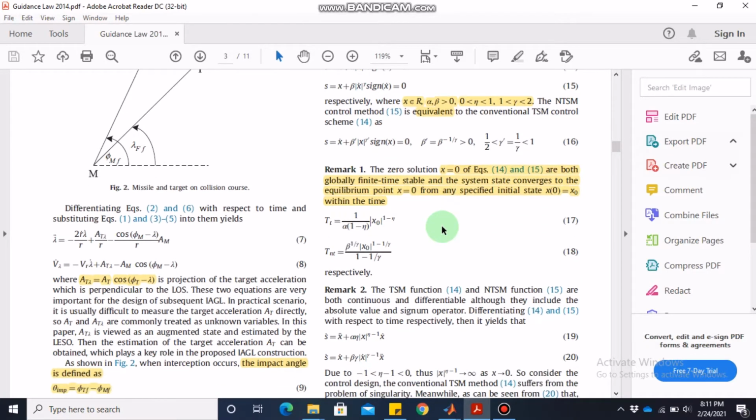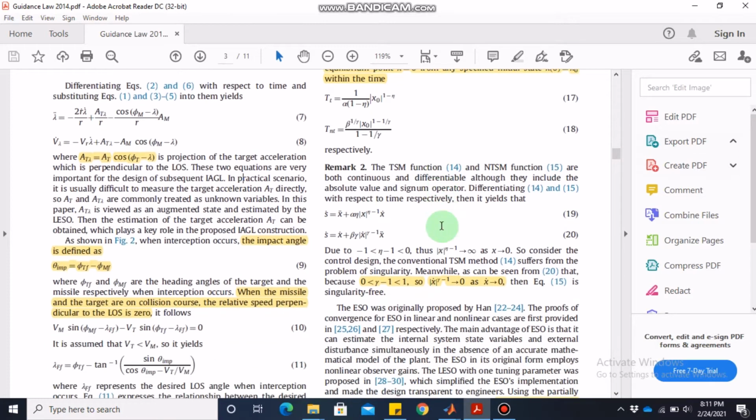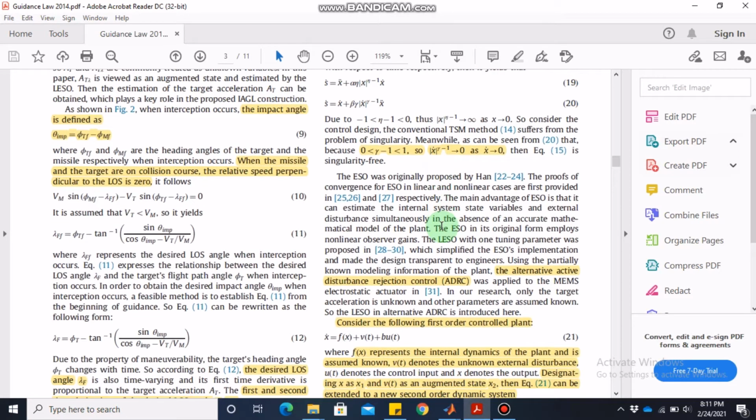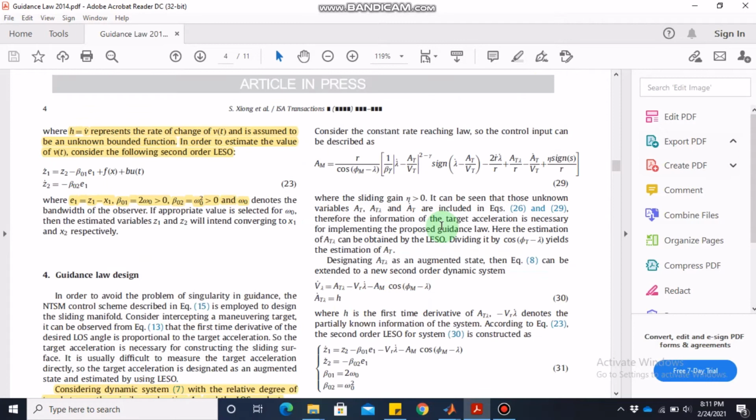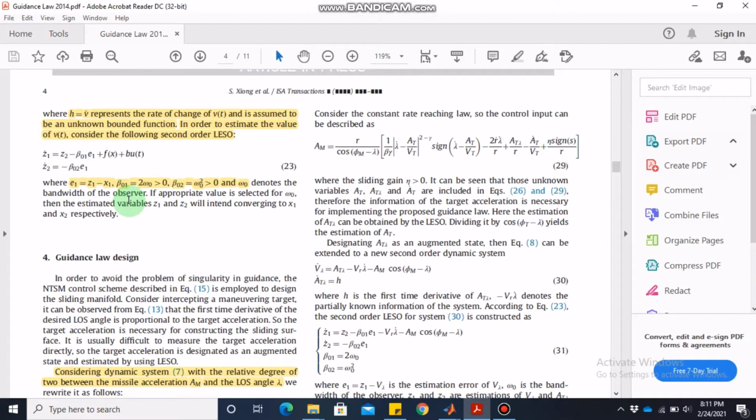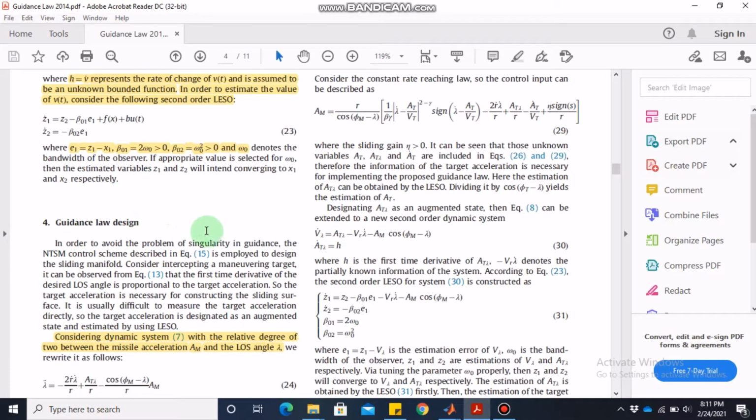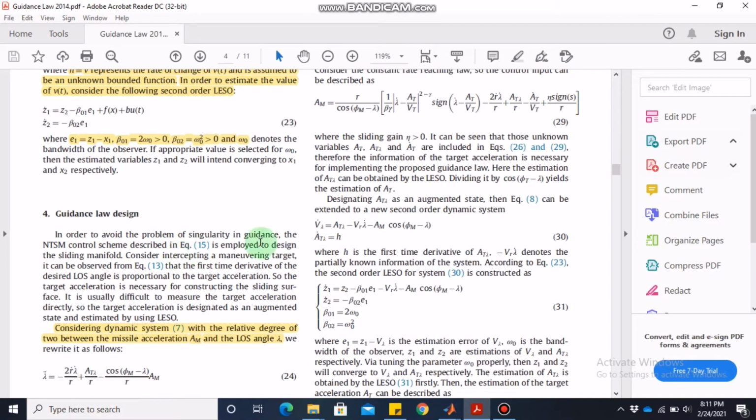Then there are some remarks in the paper and so on. We don't need to go into the detail of that, but we do need this observer, because we need to estimate the target acceleration and similar things related to the target. So basically the guidance law is designed in this.